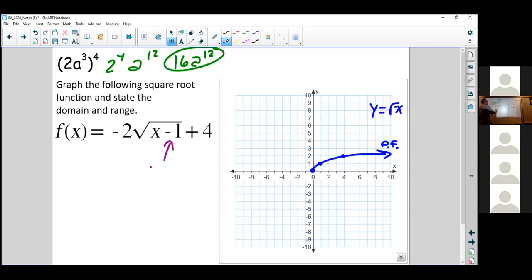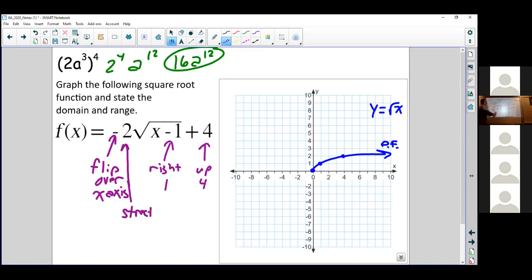Okay, this is going to go right 1. This is going to go up 4. This is going to flip over the x-axis. This is going to stretch it by a factor of 2. Factor of 2. Okay, so let's do our shifting first.